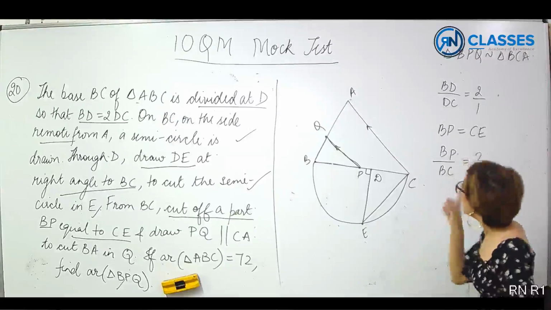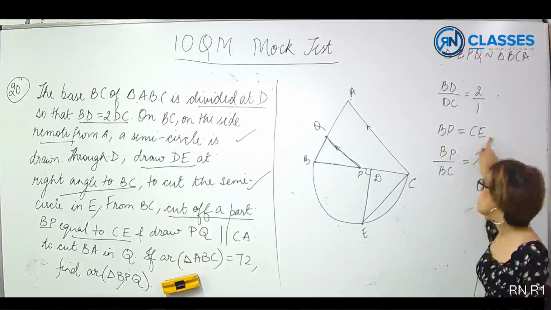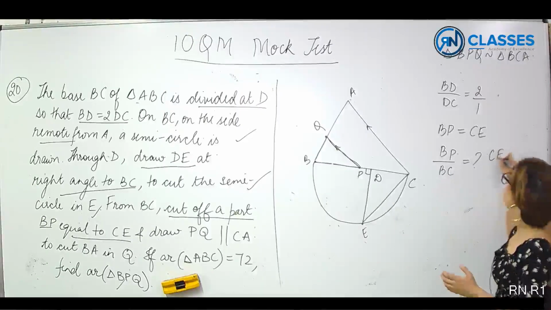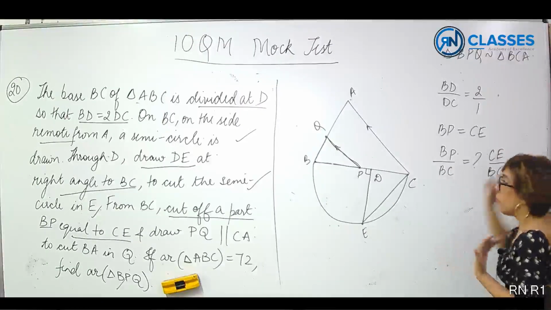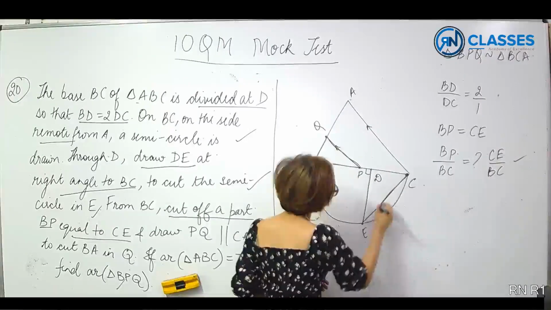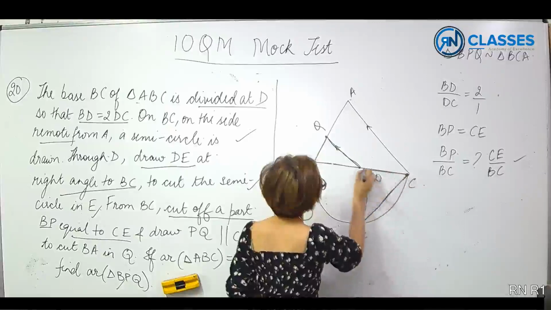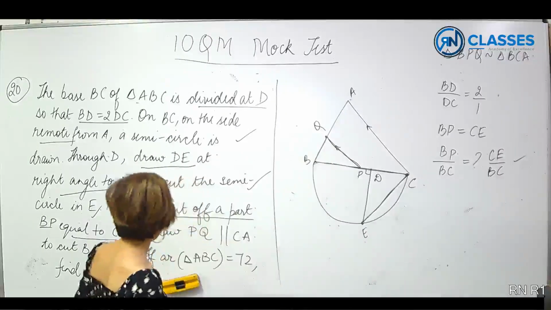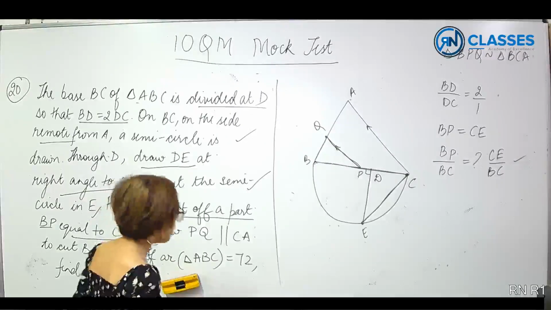Right? Now here, wait a second. He says BP is equal to CE. That means maybe somehow I can find CE by BC. Maybe. We don't know, but maybe. Which is a very peculiar thing. I need to find this by this, in order to find this. Now, what do I know? What can I utilize over here?